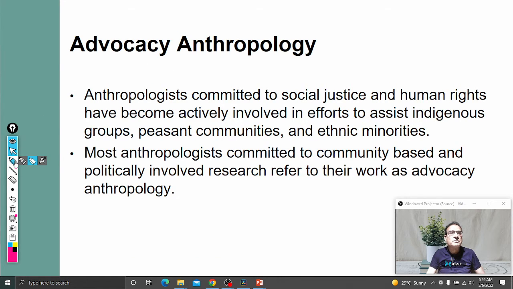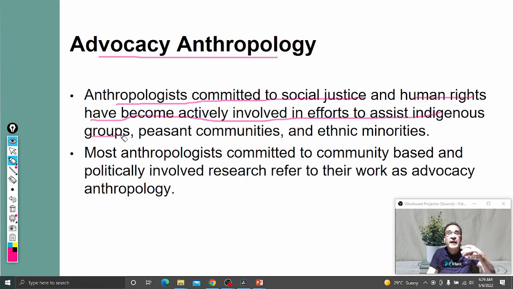Advocacy anthropology. Anthropologists committed to social justice and human rights have become actively involved in efforts to assist indigenous groups. So anthropologists mostly help people and communities like the peasant community and ethnic minorities. Most anthropologists who are community-based and politically involved in research refer to their work as advocacy anthropology. So most anthropologists study various communities and cultures, find the problems, and conduct ethnographic research.